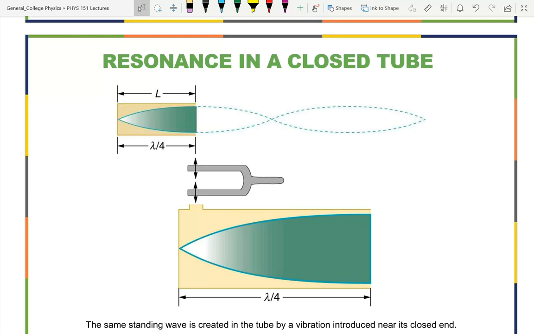Why is it changing pitch? I'm changing the length. Now, this is a different kind of tube. What's different about it? It's still open here, but the other end is closed. It has a plunger in here. So this we call a closed tube, a different kind of instrument.